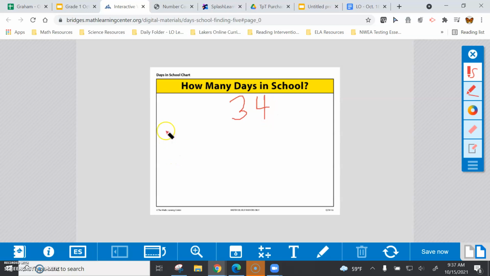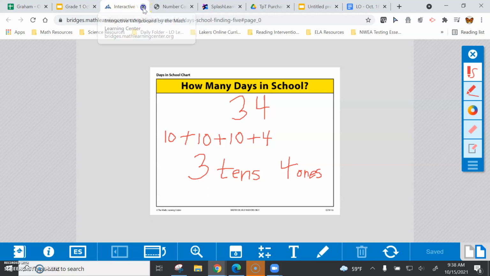We are now going to write a math fact, and I'm thinking of a math fact. 10 plus 10 plus 10, because we have 3 groups of 10 on our other chart, plus 4. That will still be 3 groups of 10, 3 tens, and 4 ones. All right.